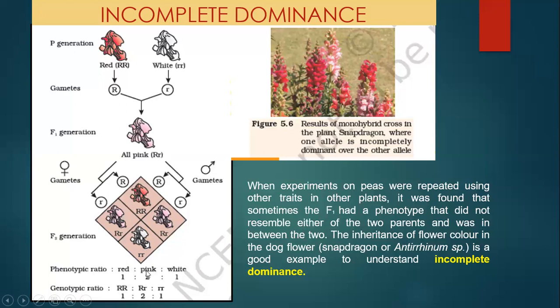In Mendel, the phenotypic ratio was 3 is to 1. That means 3 dominant character and 1 recessive character was expressed. But here, due to the formation of an intermediate trait, due to the incomplete dominance, the phenotypic and the genotypic ratio was exactly the same. That is 1 is to 2 is to 1. Now, in order to understand incomplete dominance, we will see what exactly could have happened.